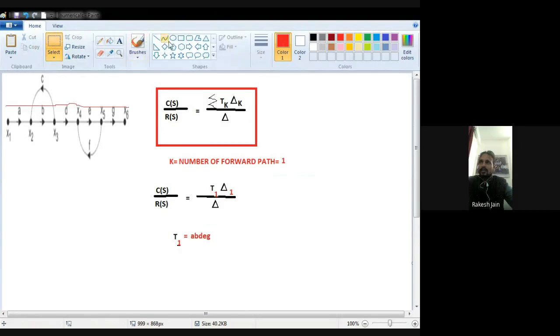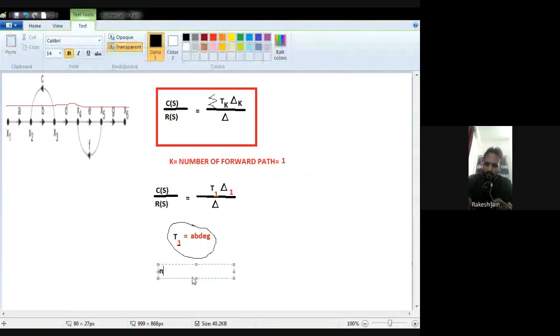Okay. Now what is my next step? Find out the number of loops and loop gain. So the number of loops I will find out.